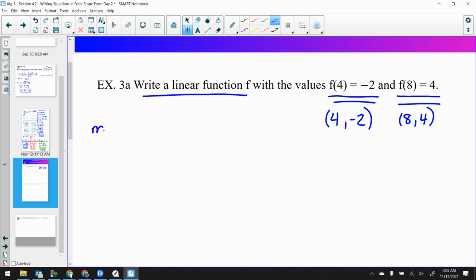Okay, first thing must be to find my slope then. y2 minus y1, 4 minus negative 2, over x2 minus x1, 8 minus 4. 4 minus negative 2 is a positive 6. 8 minus 4 is 4. Reduces to 3 over 2.